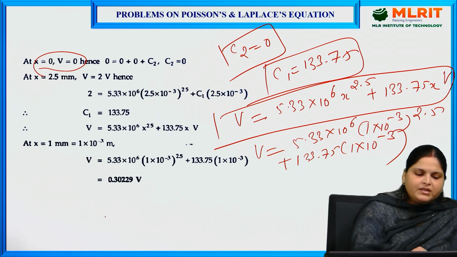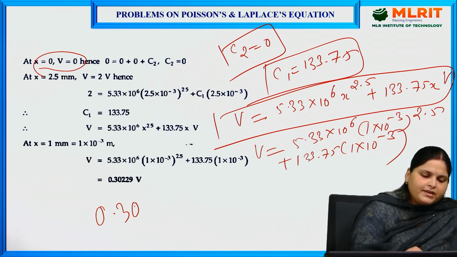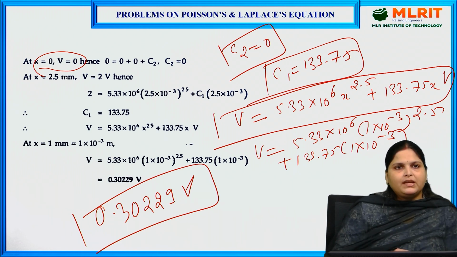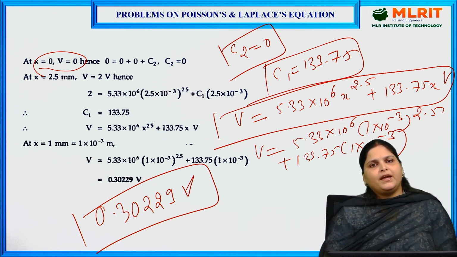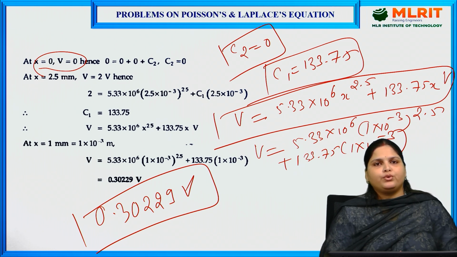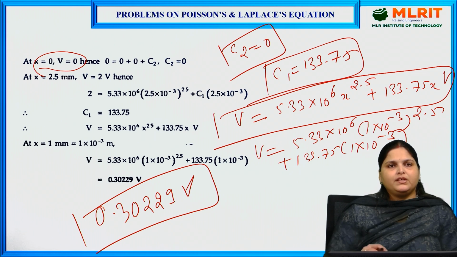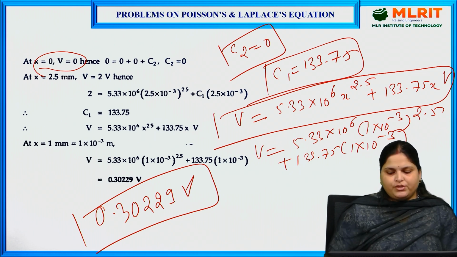And upon further solving, we get the answer as 0.30229 volts. This is the value of potential at x is equal to 1 mm, 0.30229 volts, right? So in this question, we have calculated potential at a particular value of x by using Poisson's equation. Thank you so much.